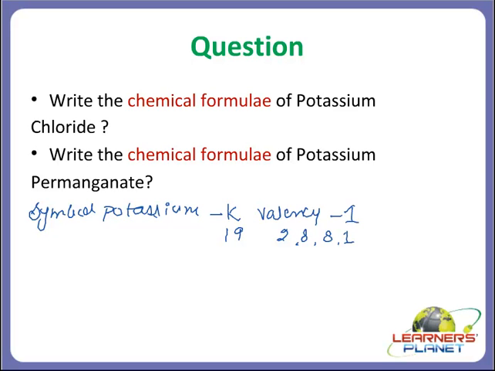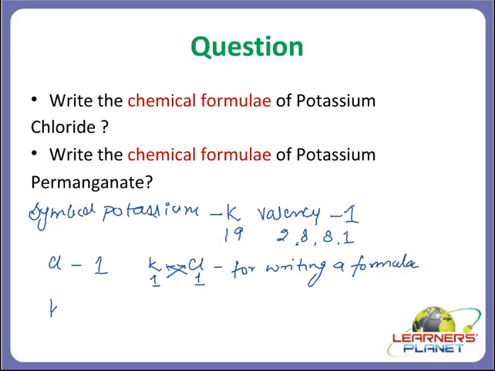And that of chlorine. What is the symbol of chlorine, students? It is Cl. What is its valency? It is again 1. So I have got potassium here with valency 1, and chlorine here with again valency 1. For writing a formula, what is done is these valencies are cross multiplied.